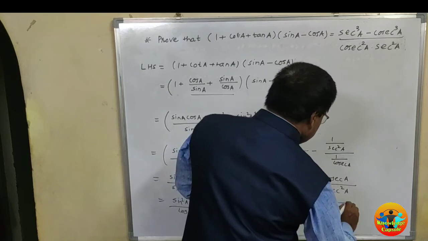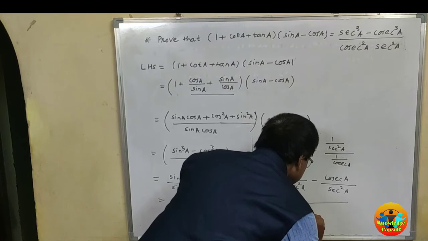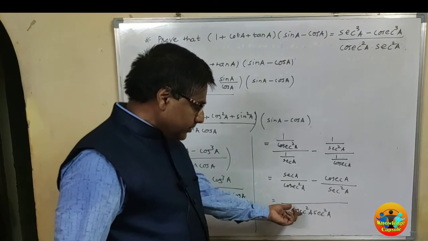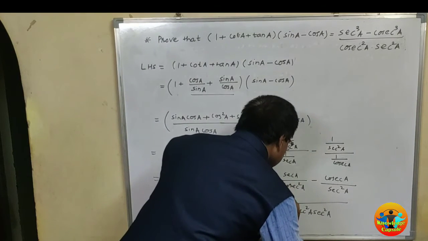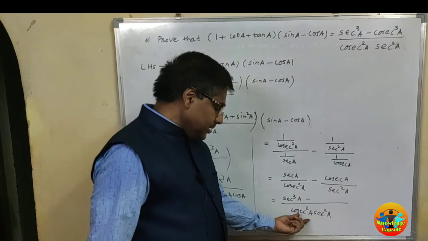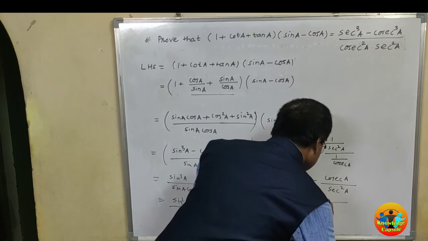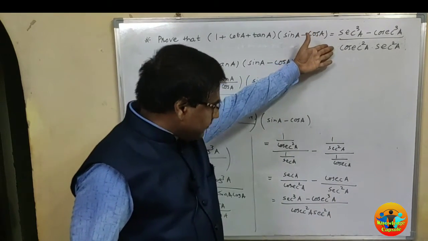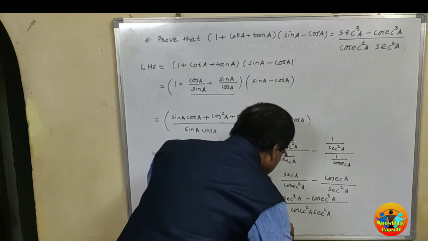Now let us take LCM as cosec square A sec square A. In the numerator we get this cosec square A will get cancelled with this, and the left out term will be sec square A multiplied by sec A. It will be sec cube A. Here sec square A will get cancelled and the left out term will be cosec square A multiplied by cosec A. It will be cosec cube A. That's what we want. Therefore LHS is equal to RHS.